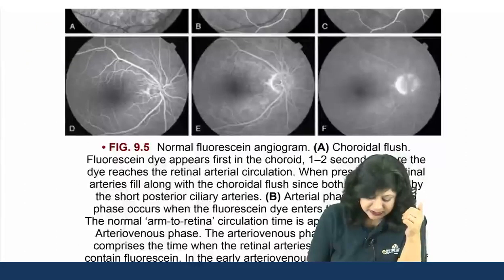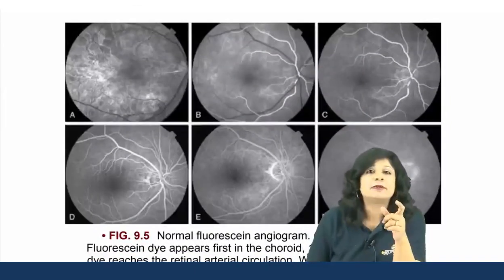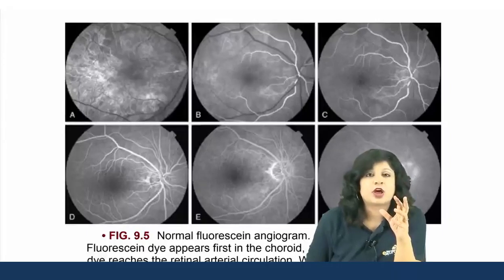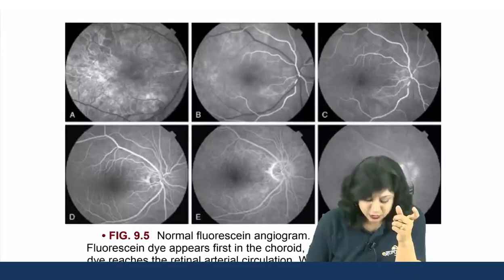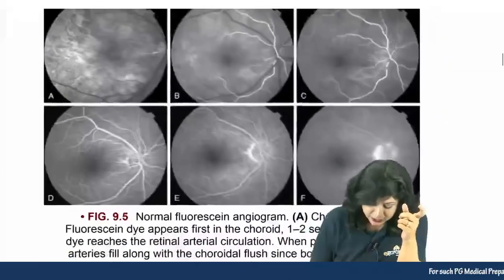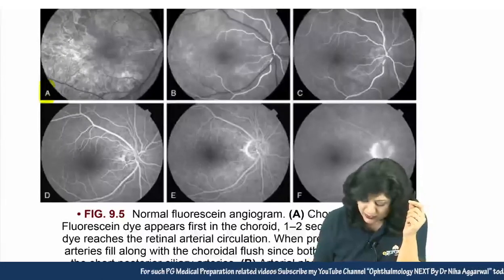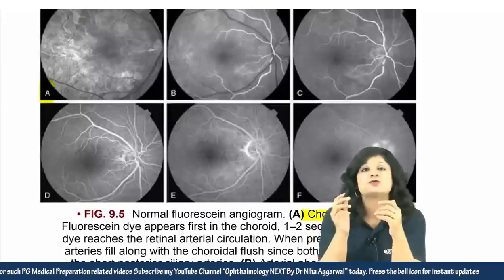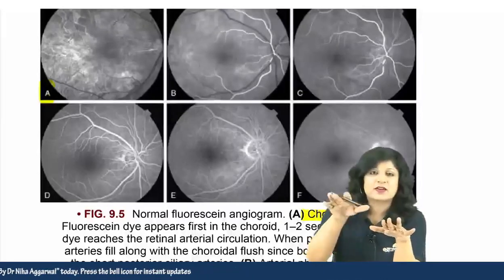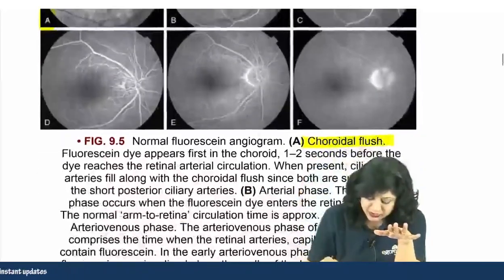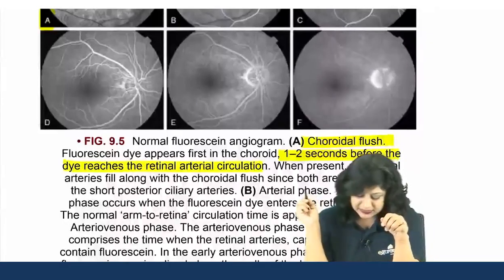Now see this. This is your normal fluorescein angiogram. Before you are able to see the retinal pathology, you should be able to visualize the normal angiography also. So these are your normal angiograms, okay. Now if you look at the first one, this is your choroidal flush. Choroidal flush means you are able to see the dye in the choroid. Can you see a patchy pattern is there? Whole of the dye is going into the choroid. So this is appearing in the choroid 1 to 2 seconds before it is reaching the retinal circulation.